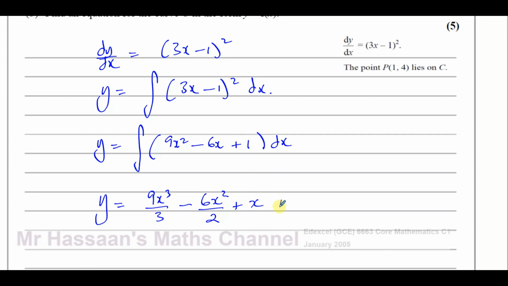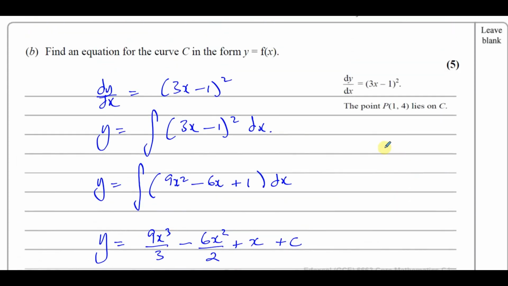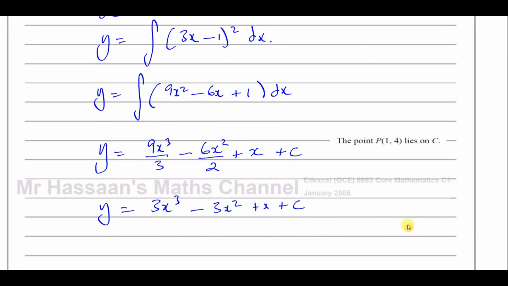And don't forget that you must put +c, which stands for the constant that could have been cancelled out when you differentiated. A constant becomes 0, so you have to put c here when you integrate. So now we have the equation of the curve. We haven't quite simplified it, so let's simplify a bit more first. You have y = 3x cubed - 3x squared + x + c. Now we have a further piece of information here: the point P, which has the coordinates (1, 4), lies on the curve C.